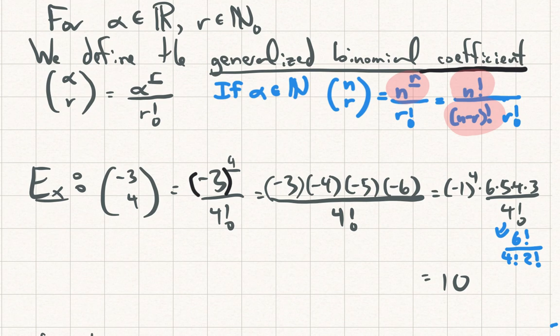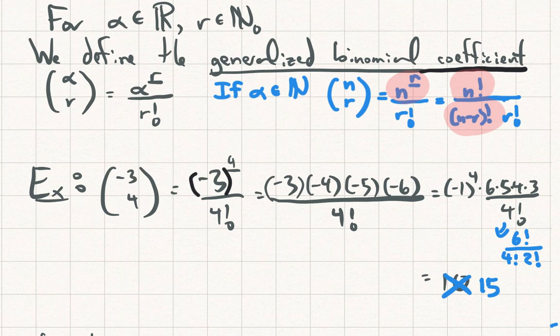And you can check, I said 10, but that's incorrect. This is 15. So that's how the generalized binomial coefficient works.